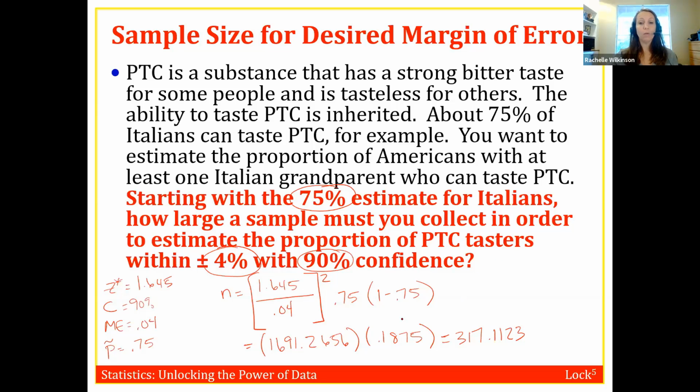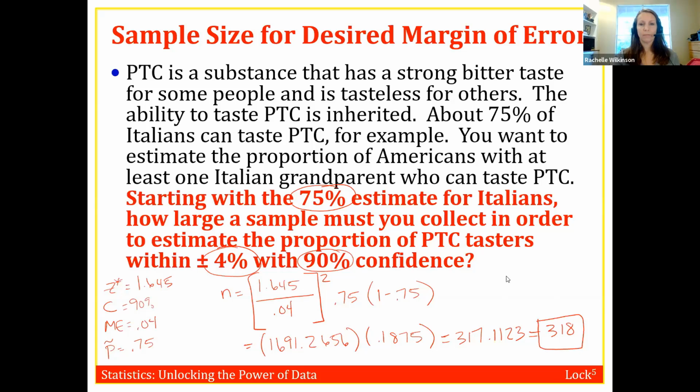So when we are looking at sample size, we always round up. We don't use standard rounding rules here. If there's any decimal, any little piece at all on the other side, we're going to round up. So in this case, that means we're going to need 318 people for our sample size. All right, questions so far?